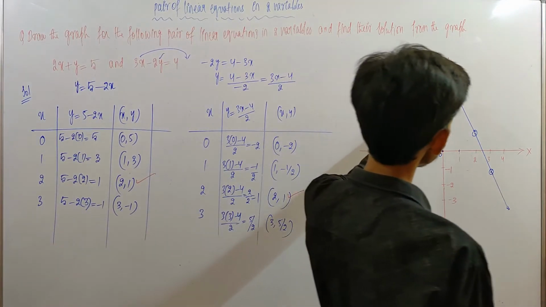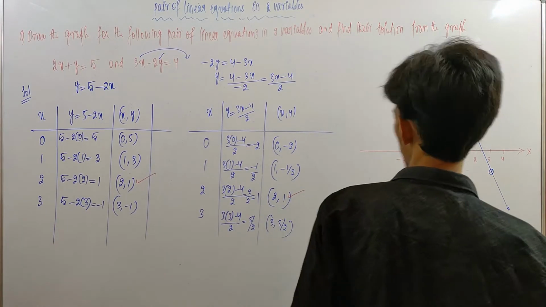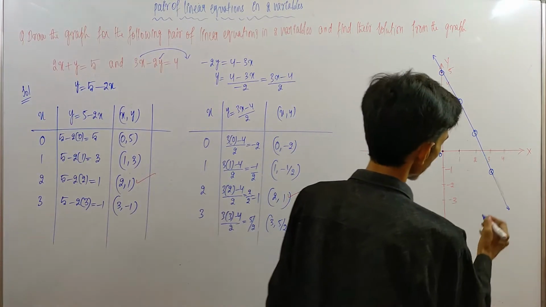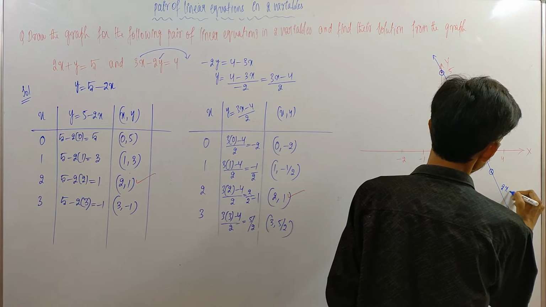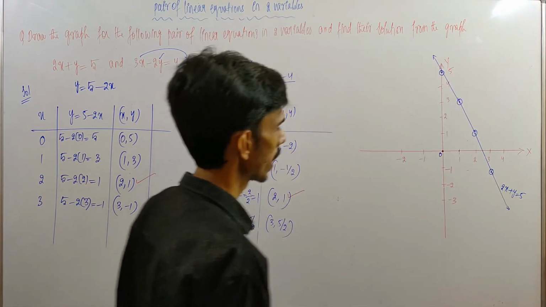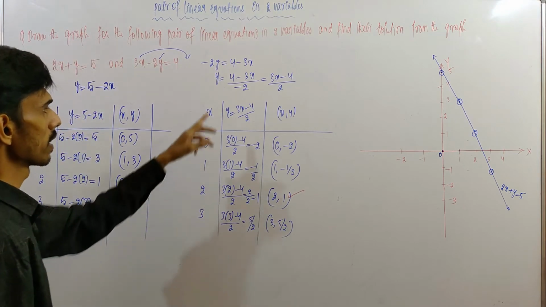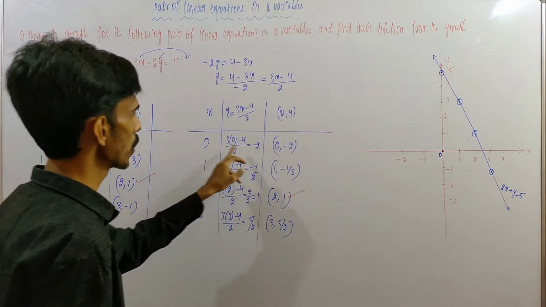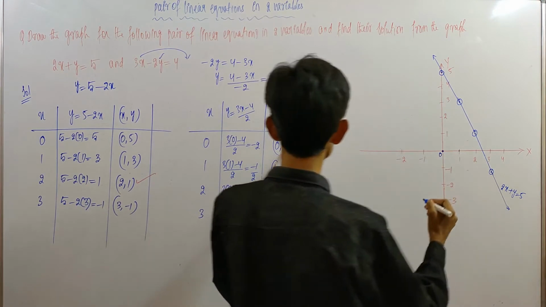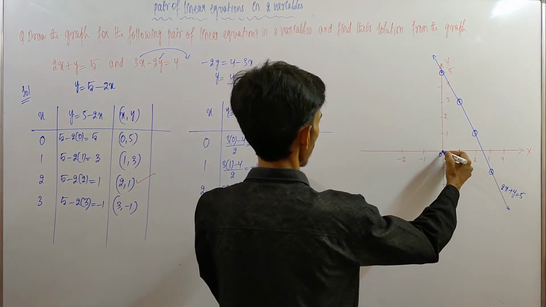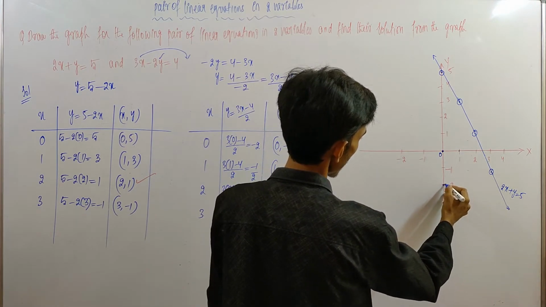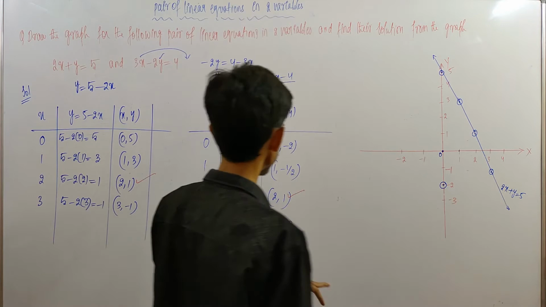After joining these points, we will get this straight line. The name of this line is 2x plus y is equals to 5. So this is the 2x plus y is equals to 5 line. Similarly, we will plot the second line. Here we have 0 comma minus 2. So this is 0, minus 2. X value is 0. Y value is minus 2. So minus 2 is below the line. So here we have this point 0 comma minus 2.